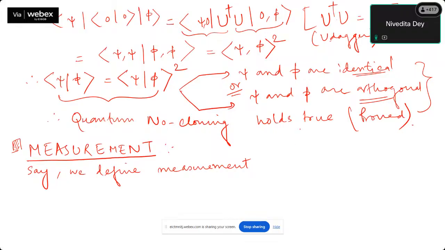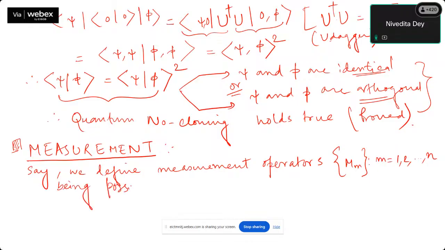So say we define measurement operators, say M_m, as m equals 1, 2, followed by n, being the possible results of measurement. Means all these kinds of outcomes we can get. So if we say for a 3-qubit system, I can get either a 0 or a 1, 2, 3, 4, 5, 6, like till 7.